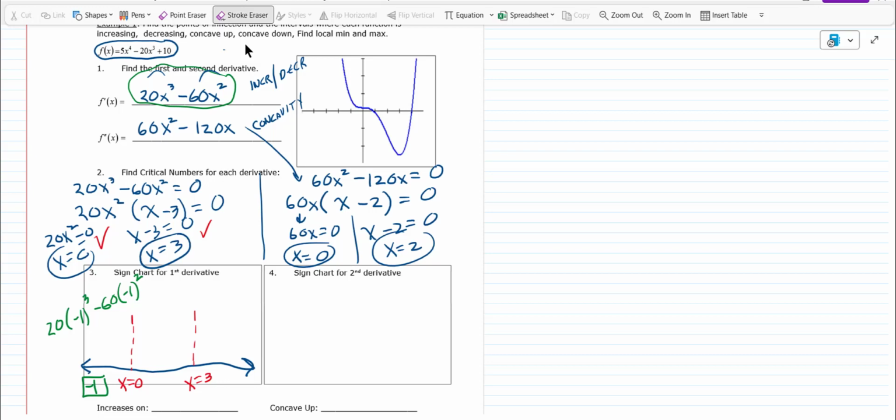If you want to do that on your calculator, you can. If you want to do it on scratch paper, that's just 20 times -1 minus 60 times 1. So that's -20 minus 60. So that's a negative. What does that tell you about the graph? Increase or decrease? Okay, good. That means that we decrease.